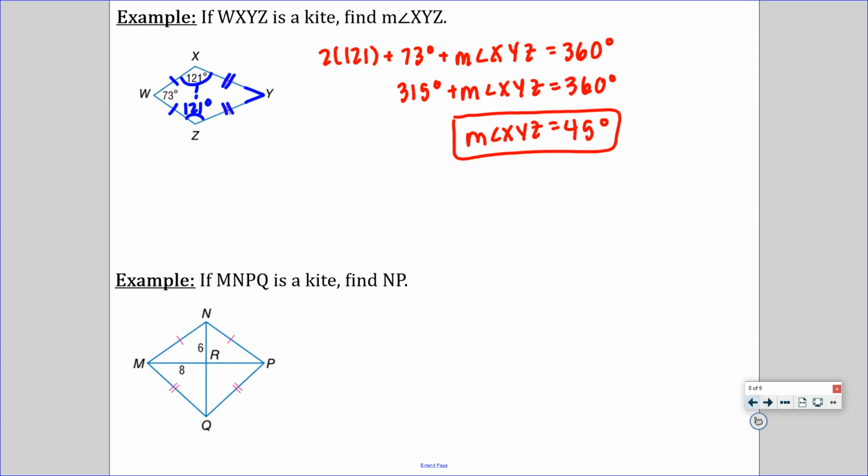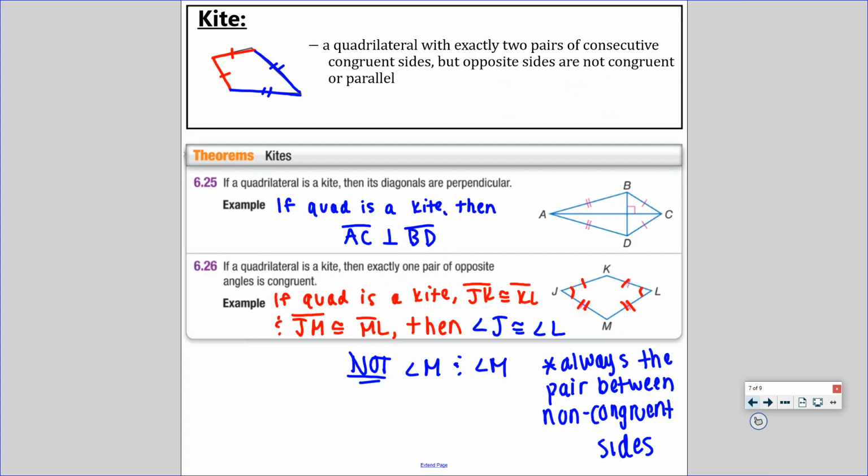Just as a refresher, we ended talking about kites. They have two characteristics you need to know. Their diagonals are perpendicular. And what makes a kite is not opposite parallel sides, but two consecutive, meaning touching each other, congruent sides. Two pairs of those. That's what makes a kite.